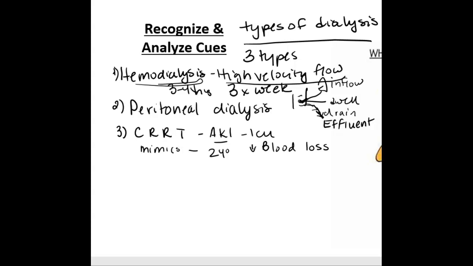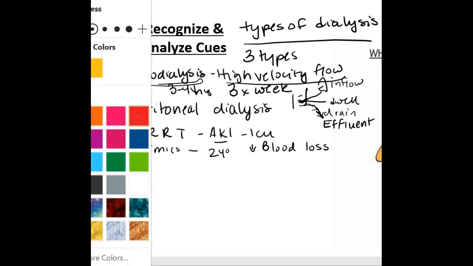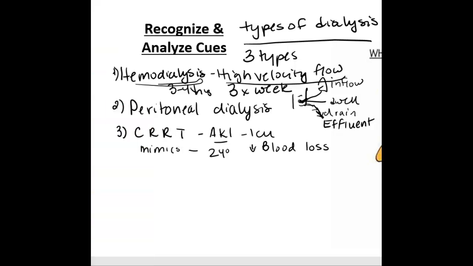Another thing to know as basically differences for these is that when we have hemodialysis, the person requires heparinization, and with CRRT, they also require heparin. And that is not the case with peritoneal dialysis. So we need heparinized blood with hemodialysis and CRRT.